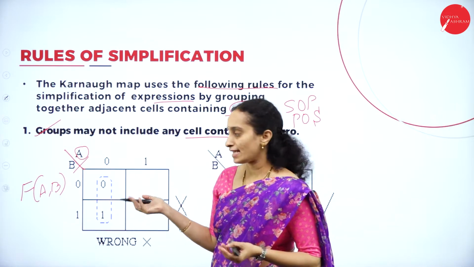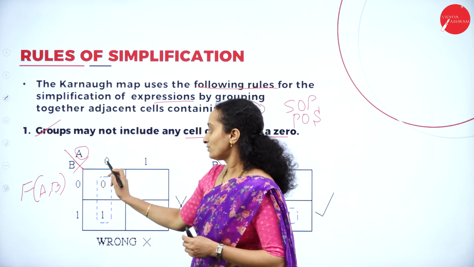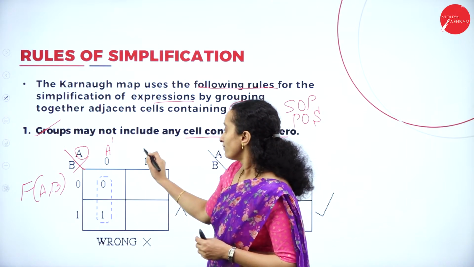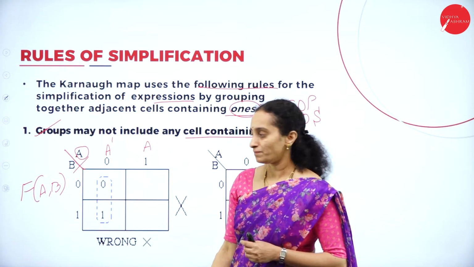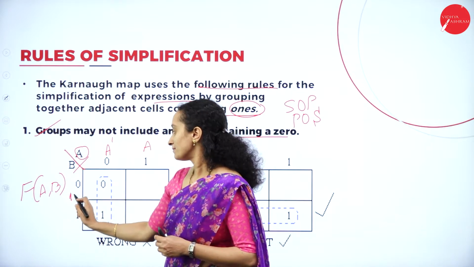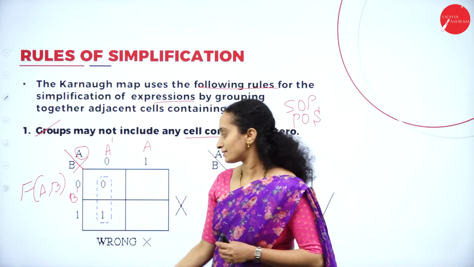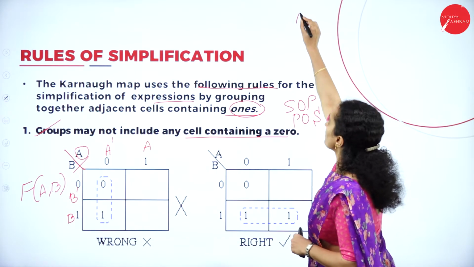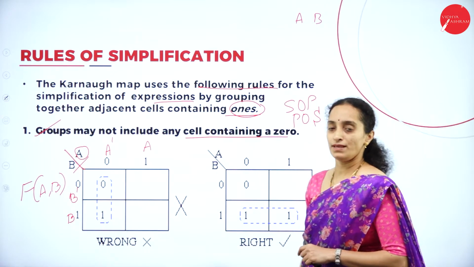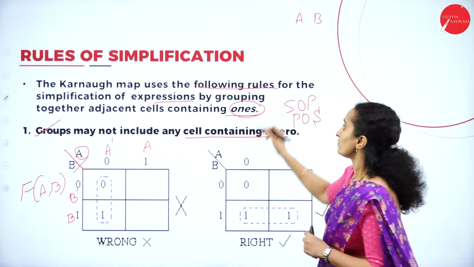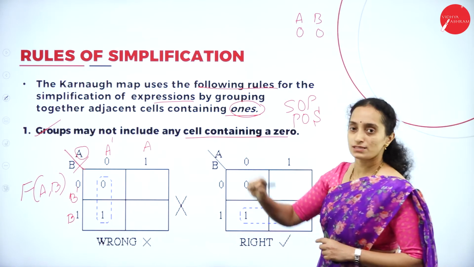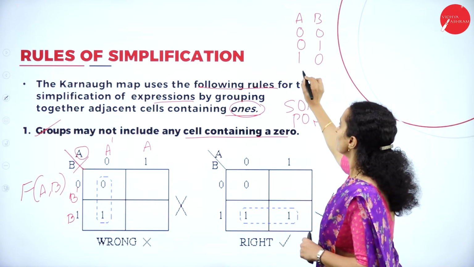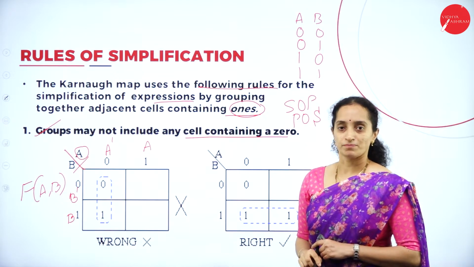Anyway, it is the same. A has 2 values, 0 which can be represented as A dash, and 1 which can be represented as A. B can be represented as B dash if it is 0, and if it is 1, it will be B. If you have 2 variables, A comma B, the different combinations of zeros and ones you can have are 0 0, 0 1, 1 0 and 1 1, isn't it?